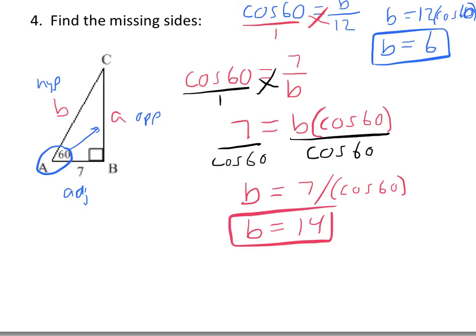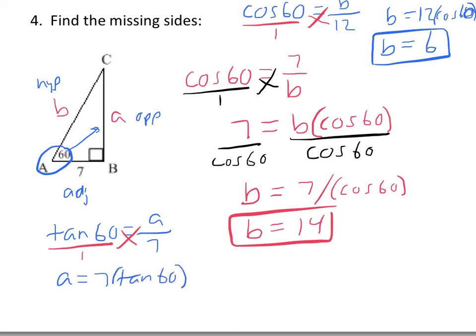All right, next one. Well, we couldn't use sine, so let's try tangent. Tangent of 60 is opposite over adjacent, so that one works. Put that over 1 and cross multiply, and we get A equals 7 tan 60. So A is approximately 12.12. That should work. All right, this ends lesson 7.3, video 2.